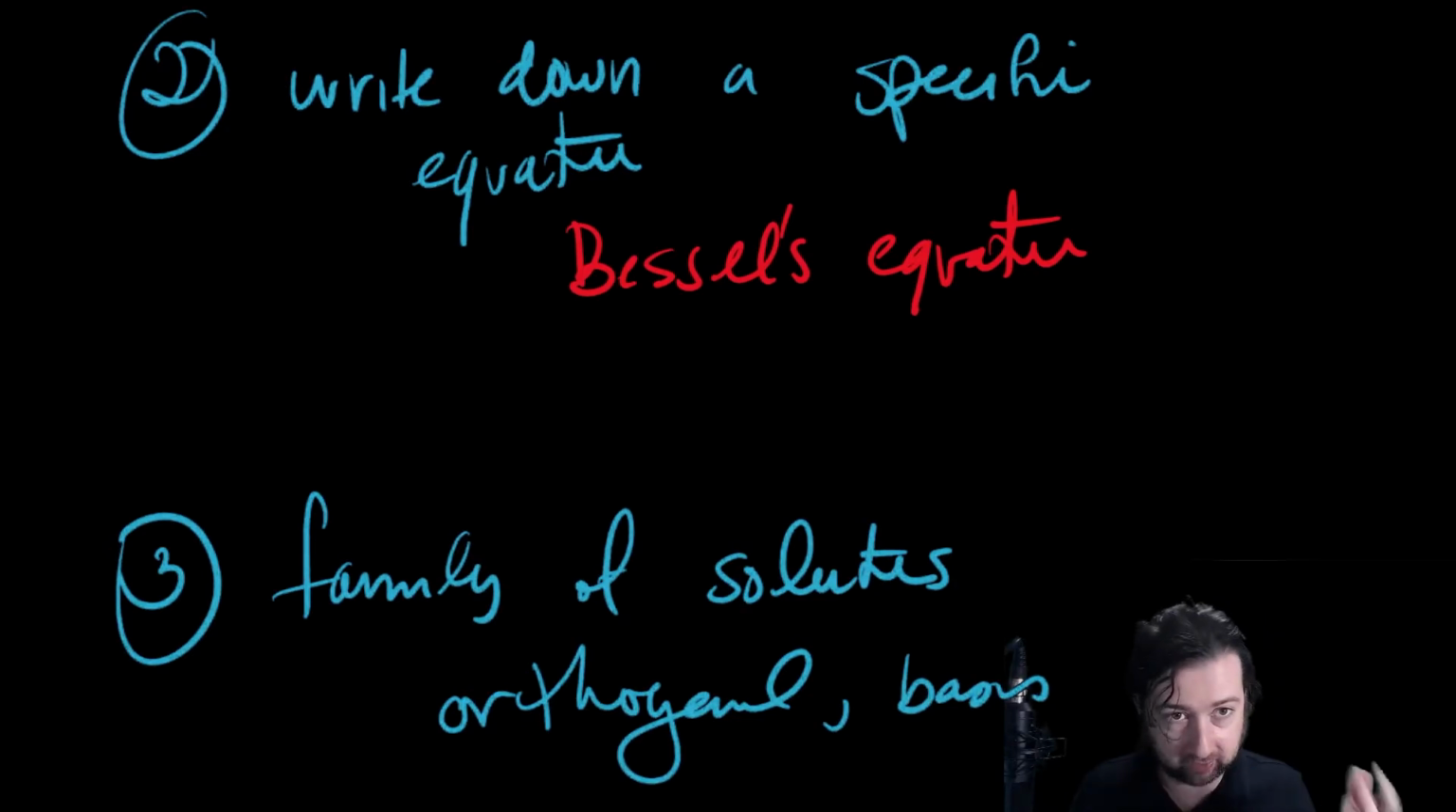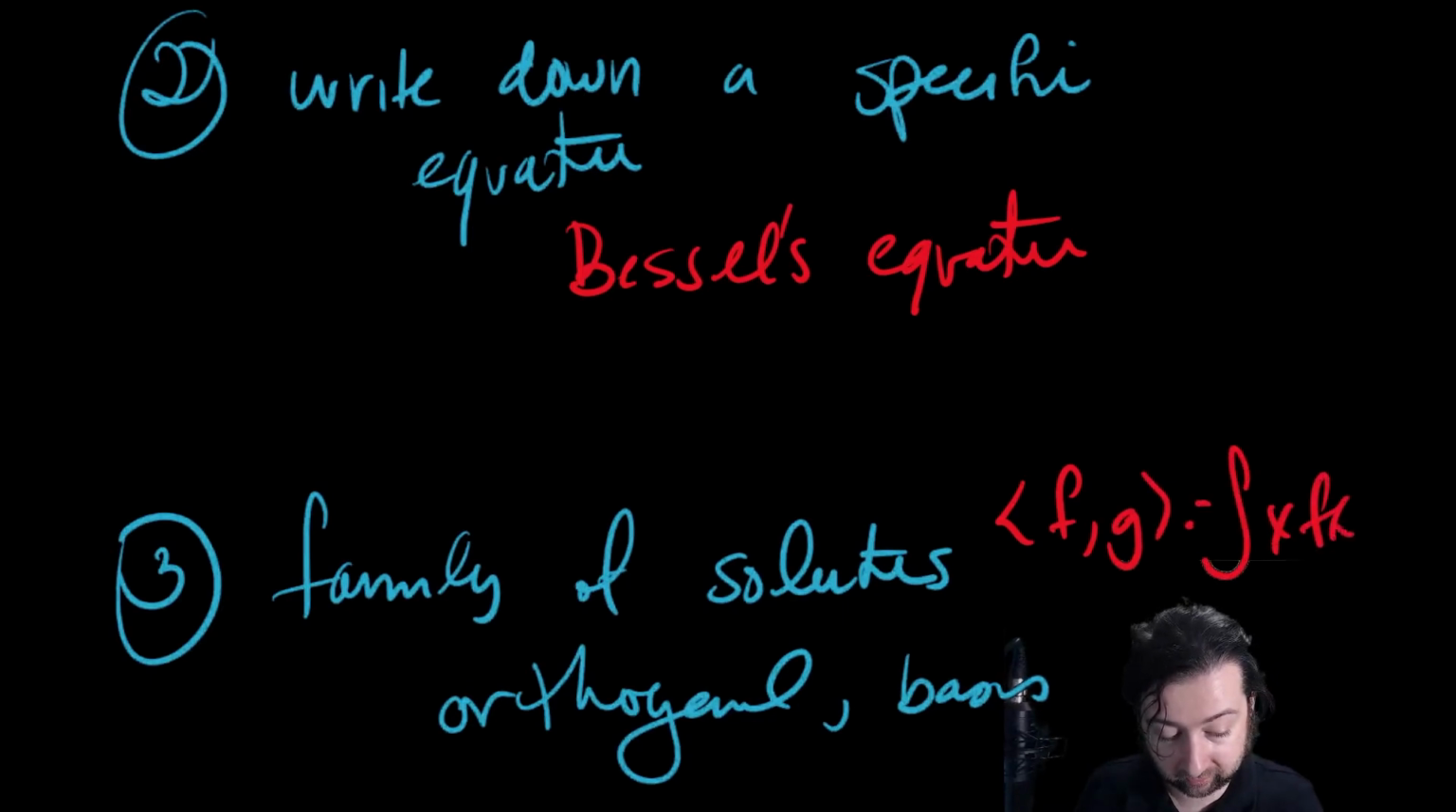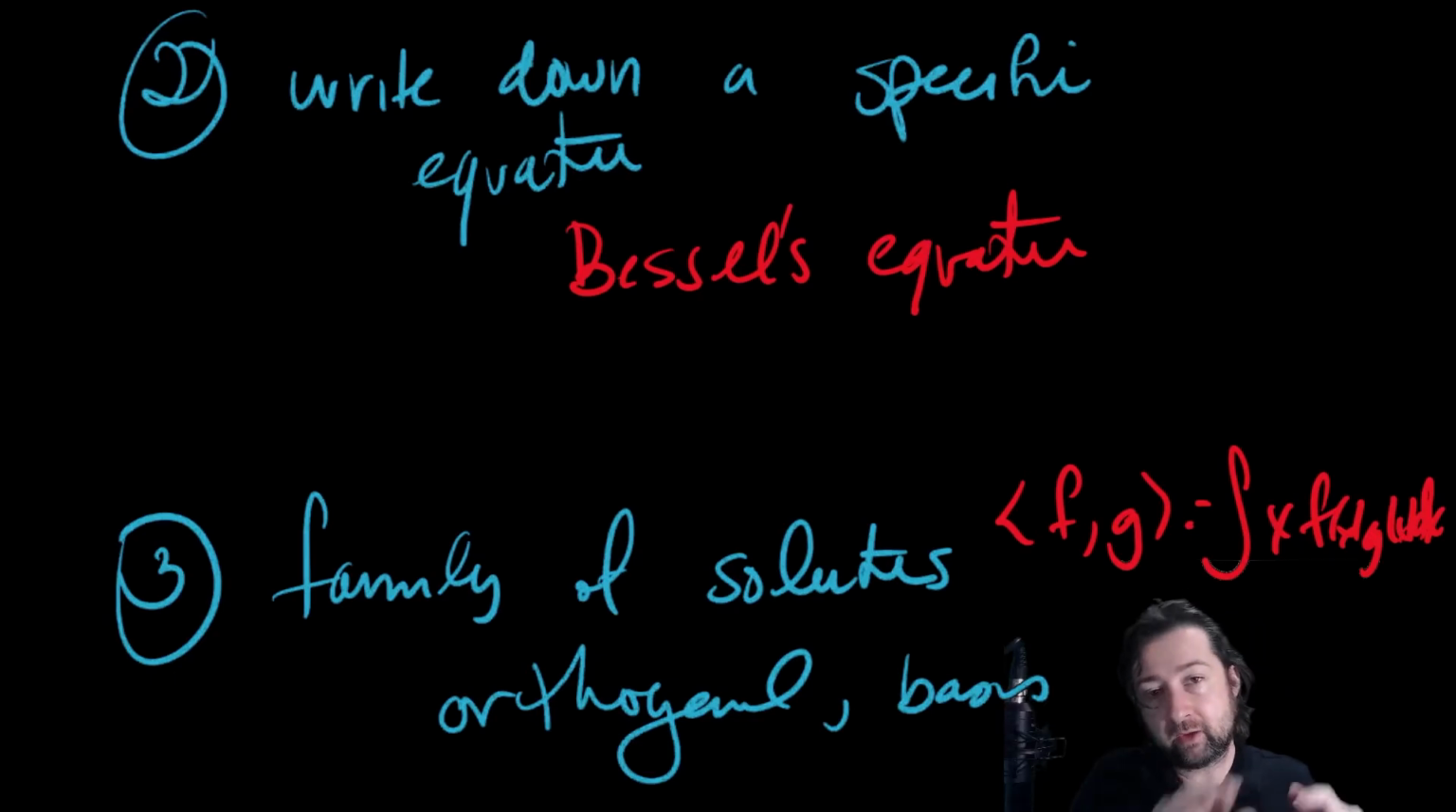And I'll give the hint here that this time we're going to have to use a slightly different inner product. The inner product of two functions f and g in this case is going to be defined as the integral of x f(x) g(x). It still follows the rules of a dot product. It just has this x in here, which is called the weight. So we have a different dot product, but the idea is going to be the same.